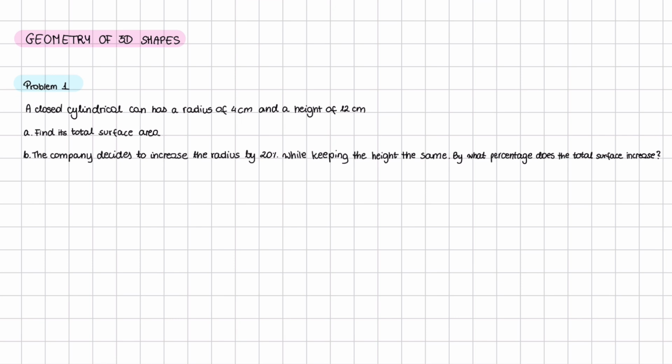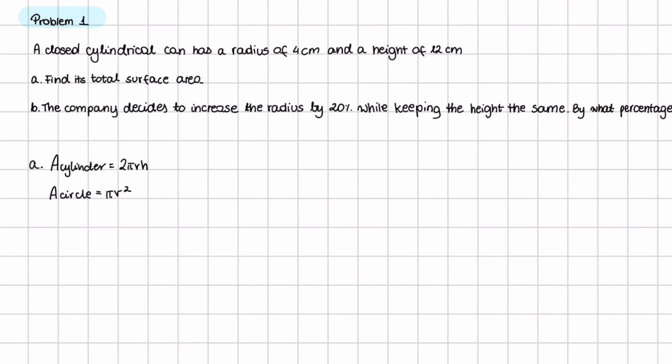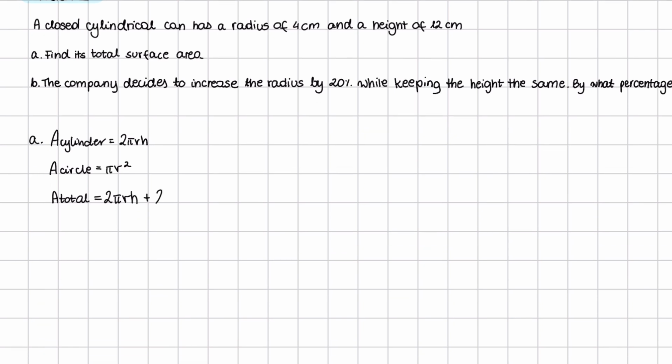So here we only use the formulas for the curved surface area of a cylinder and for a circle, but twice because we have top and bottom. So these are our formulas for the surface area of the cylinder's curve and the area of a circle. To get the total area, we add the area of the cylinder, 2 pi r h, plus 2 times the area of a circle, so 2 pi r squared.